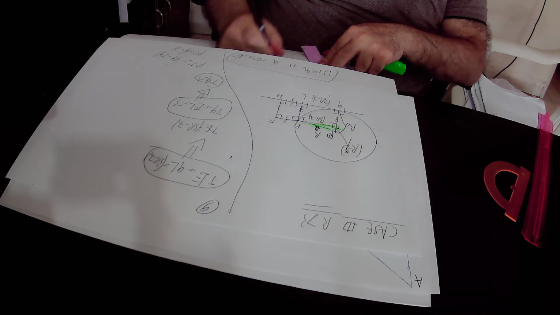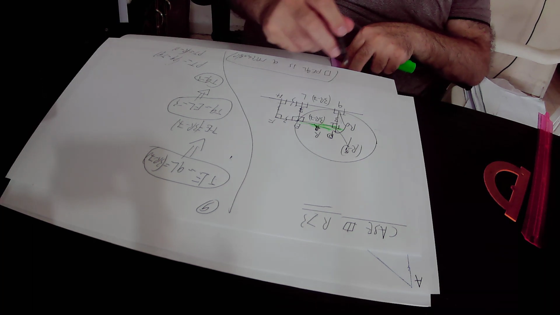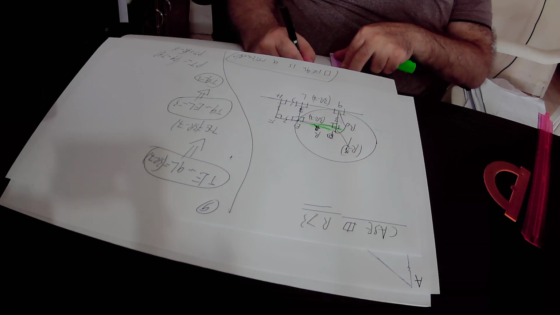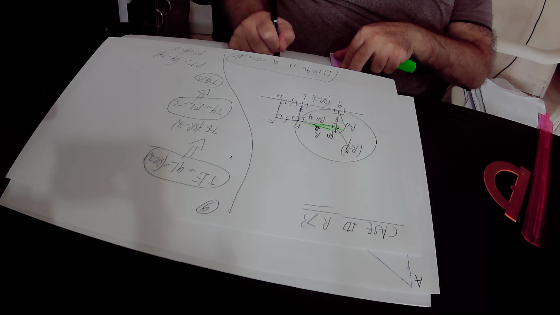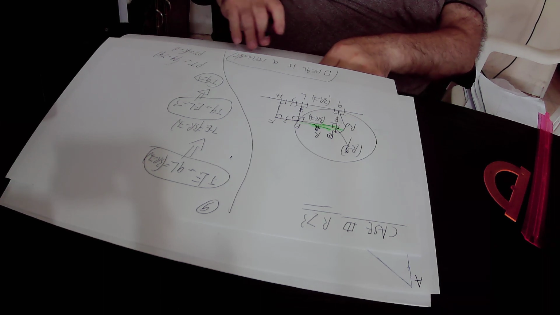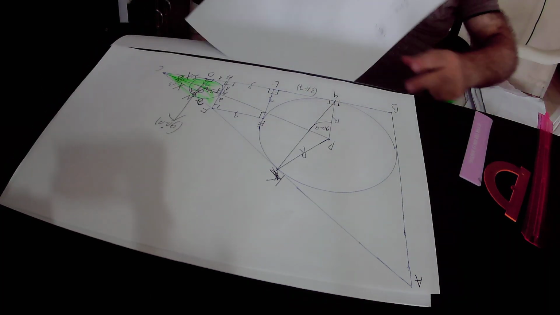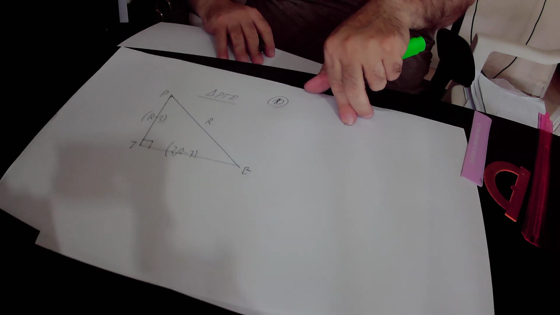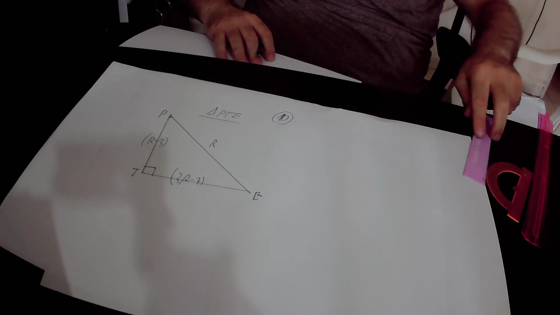The hypotenuse PE equals R. Here, PT equals R minus 3, and TE equals 3R minus 7. So actually, this is the right triangle PTE that I copied from the original drawing. Now we will implement the Pythagoras theorem on this right triangle PTE.